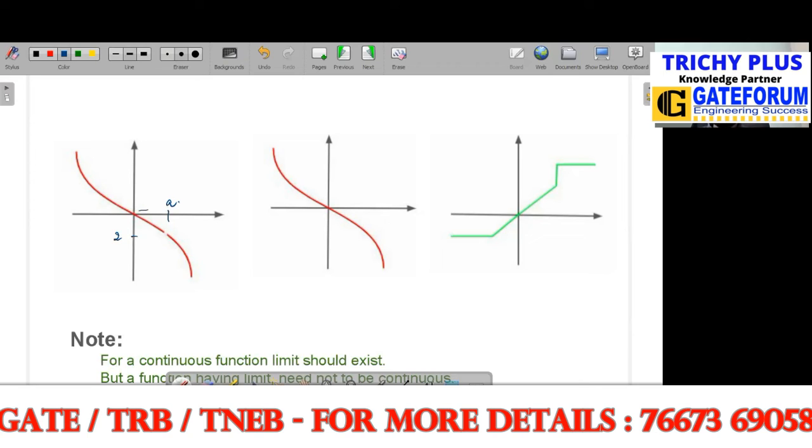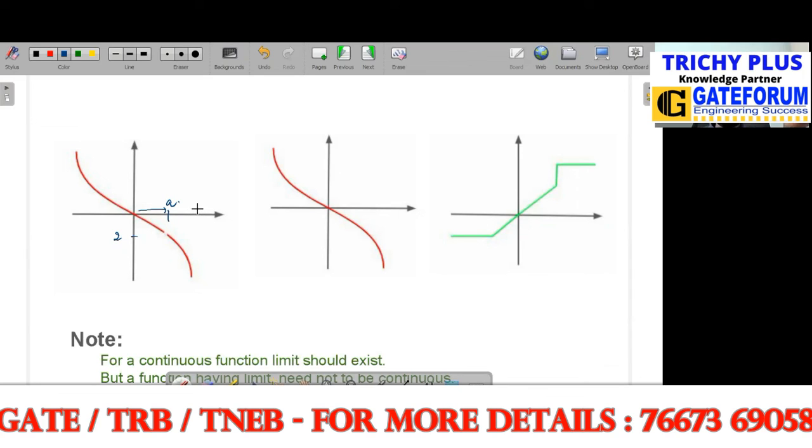Correct? So when you come like that, at which point will you stop? What is the value of y? If you are coming from the left hand side and stopping just before a, what will your y value be here? Less than 2, of course. 1.9. Good. So it is approximately 2, very close to 2. Yes sir. Very good.